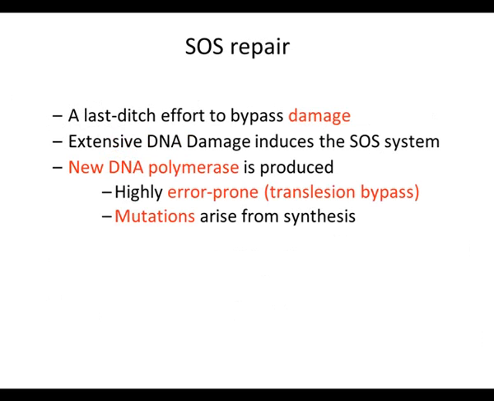So if you have lots of DNA damage, this system gets induced and a new polymerase gets produced. This is a translesion bypass polymerase, and presumably it doesn't have as high a fidelity, so when it sees that thymine dimer, it can put something in there and then move on. And because it's not very faithful, you're going to get mutations.